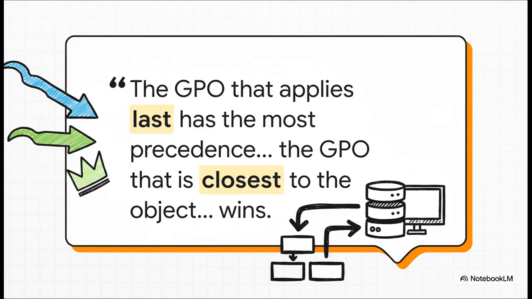Okay, so what happens when two different policies are fighting over the same setting? The rule is dead simple. The last one that gets applied wins. That's it. Since the OU is the last step in our waterfall, it has the final say. It's closest to the object, so it wins.